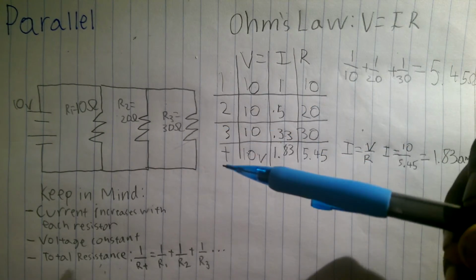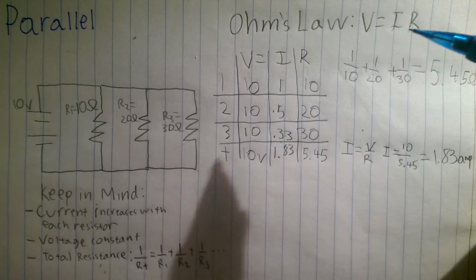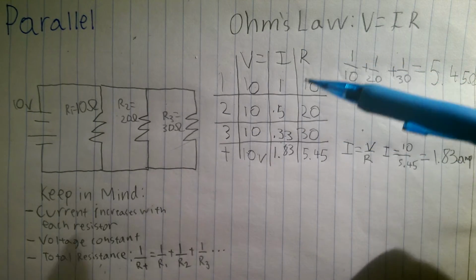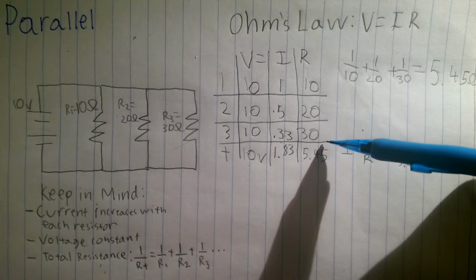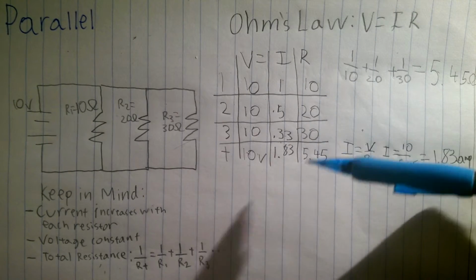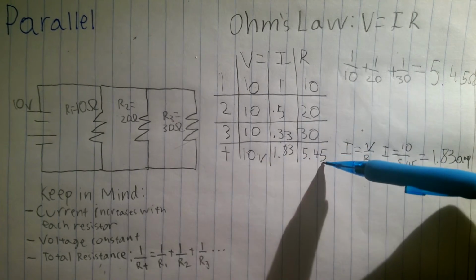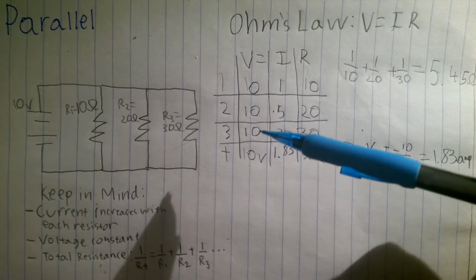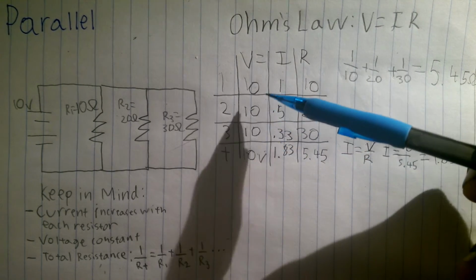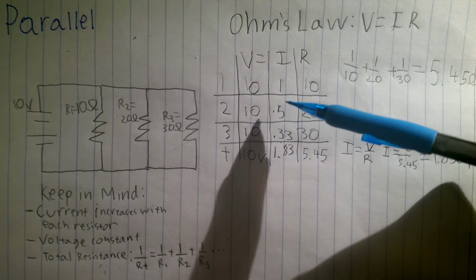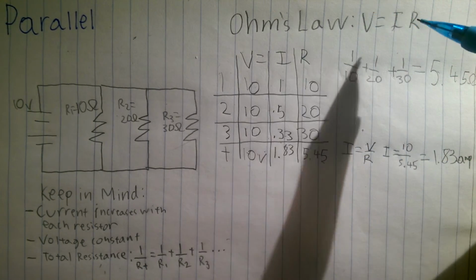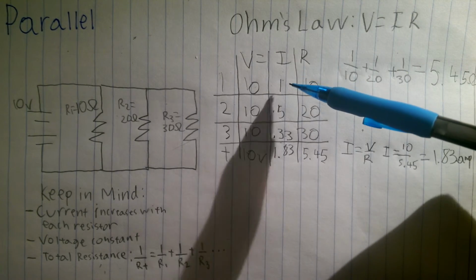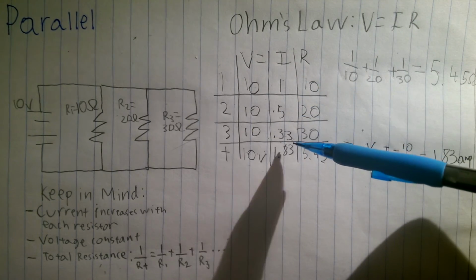And to solve for the parallel circuit, we have V equals IR. We set up the table. We fill in our known voltage and individual resistors. Use this formula to calculate the total resistance. And since we know voltage is constant, we can write 10 for each of these. And then we use I is equal to V over R, which is just a variation of this, to calculate the current running through each resistor.